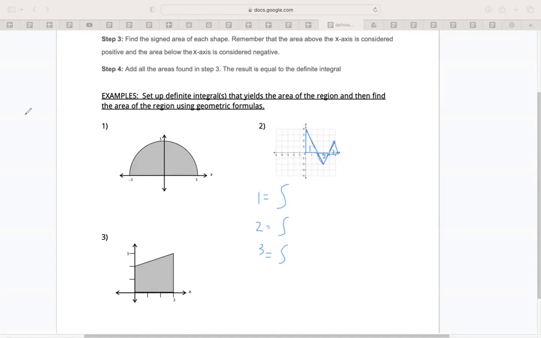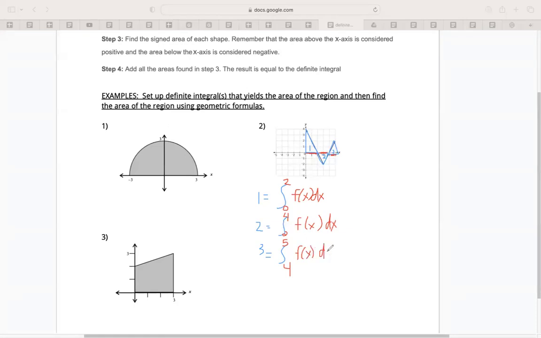So the first triangle here is going from 0 to 2. So you can see here from 0 to 2. So our first bound is going to be from 0 to 2 of whatever this function's equation is, and then dx. Okay, number 2 is going from 2 to 4. So our bounds would be 4 on the top, 2 on the bottom of whatever this function is, dx. And then the last one is going from 4 to 5. So shape number 3 will be 5 at the top, 4 at the bottom of this function, dx.